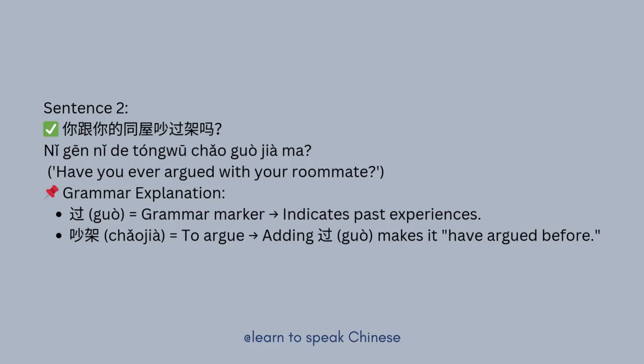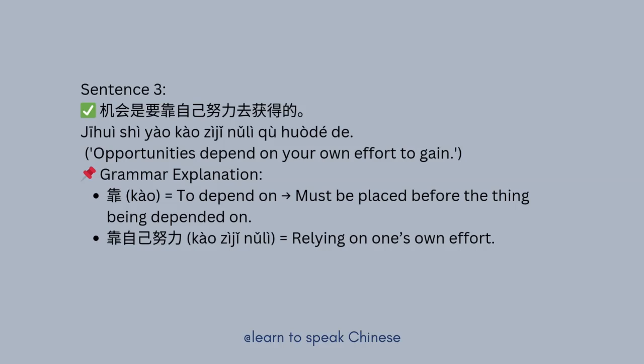Here, the word 过 indicates that the action has happened at some point in the past. It's used after the verb to show that the action is something you've experienced before. In this case, 吵过架 means have argued. So the correct word order is 吵过架 because it's asking about a past experience. Let's look at the next sentence.